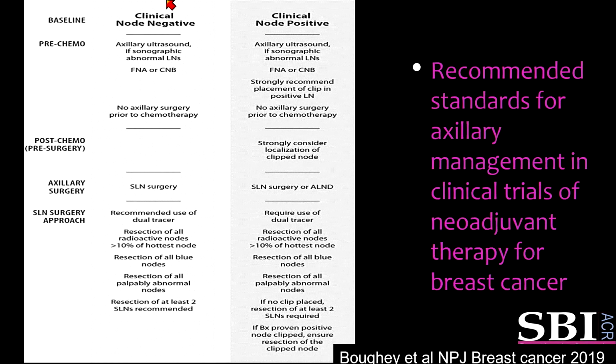And this is totally hot off the press. These are the recommended standards for axillary management in clinical trials of neoadjuvant chemotherapy patients. So what they suggest is that we should do an axillary ultrasound in clinically node-negative as well as node-positive patients. They strongly recommend placement of a clip in a positive lymph node. They recommend using a dual tracer and removal of the clip node.